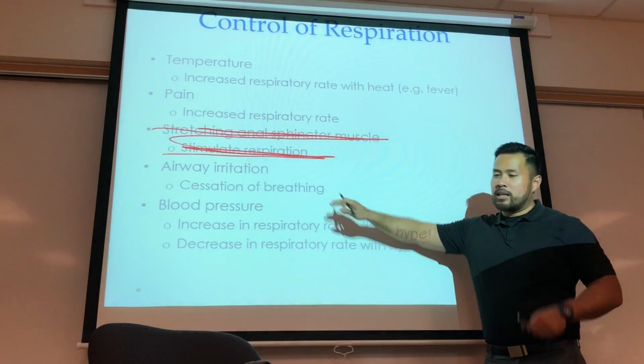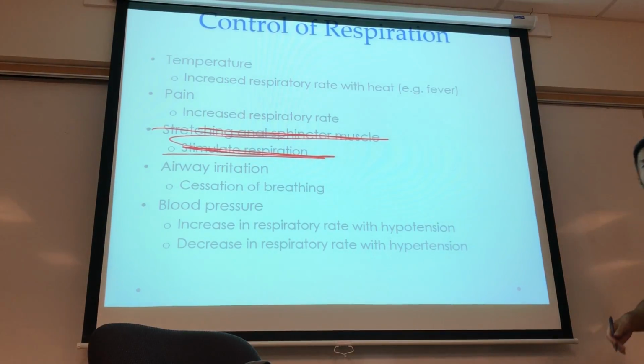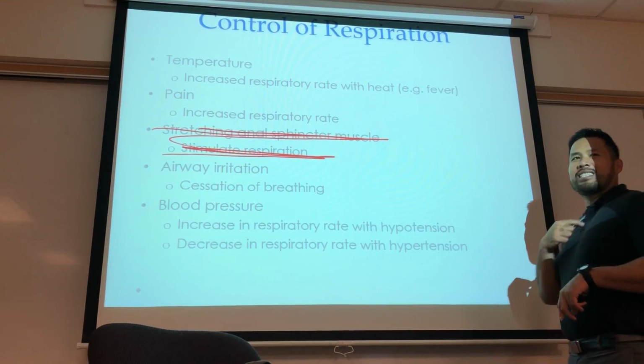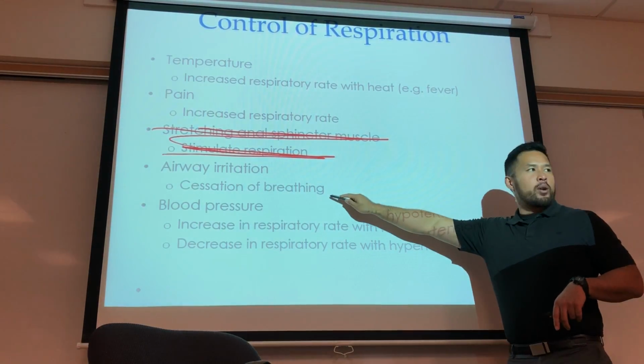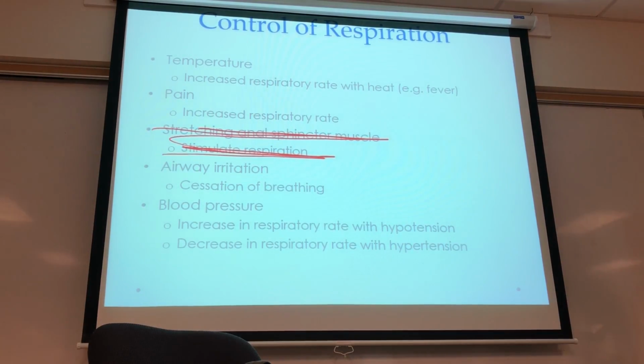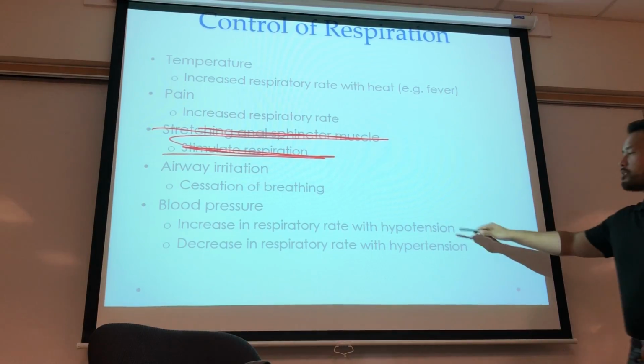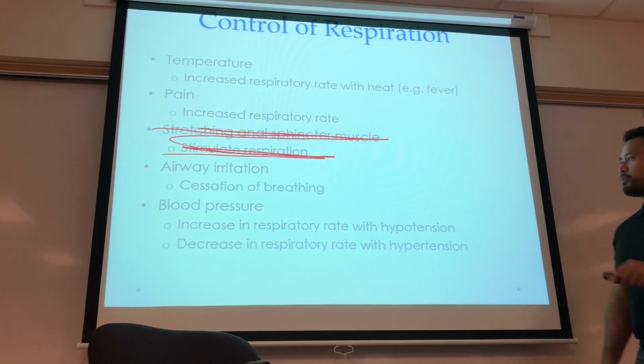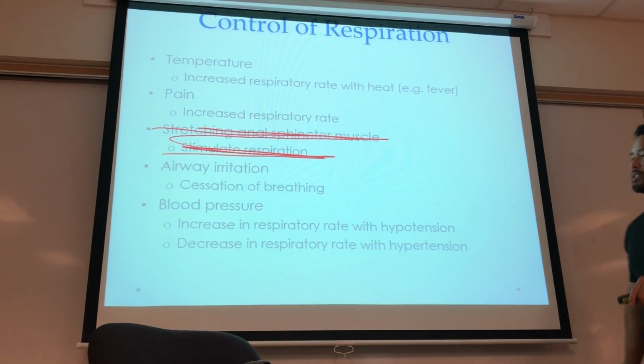So anything that comes into the carina of the lungs, right where we split between the primary bronchi, anything that comes in and irritates the airways will stop your breathing. Again, it feeds information back to the medulla to stop inhalation from taking place. Also the effects of blood pressure. Hypotension, increase in respiratory rate. Hypertension, you see a decrease in the respiratory rate.